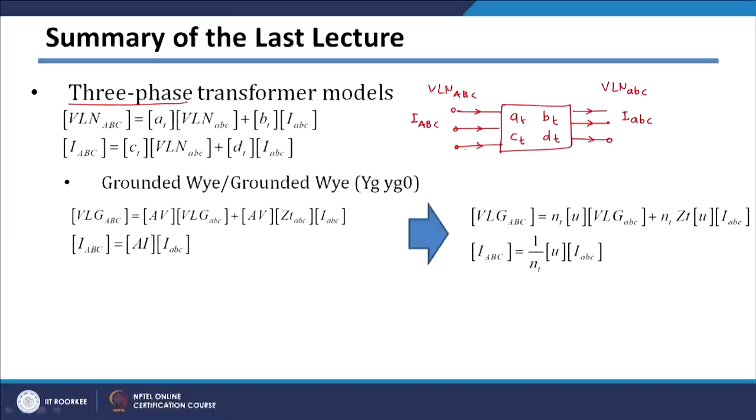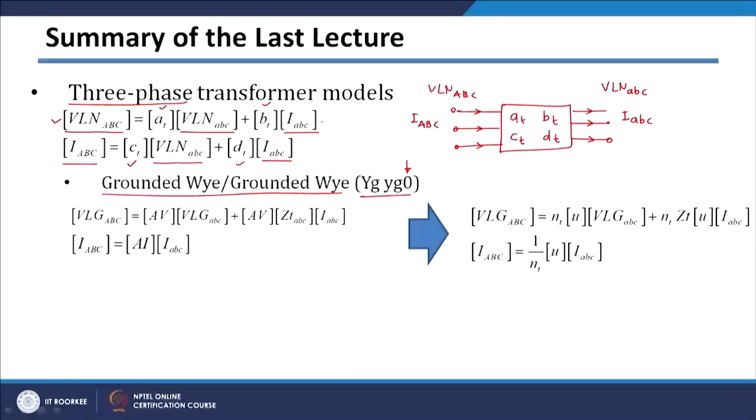And then to represent this in ABCD parameter terms, the primary side voltage is written in terms of the secondary voltage and secondary currents. Then you get the A and B parameters of the transformer. When we write the primary side currents in terms of secondary side voltages and secondary side currents, we get the C and D parameters. We have derived these A, B, C, D parameters for the grounded Y by grounded Y connection in the last class, and the vector group of this transformer is YG, YG0. This 0 represents the phase displacement between primary and secondary voltages, and we have got this expression here.